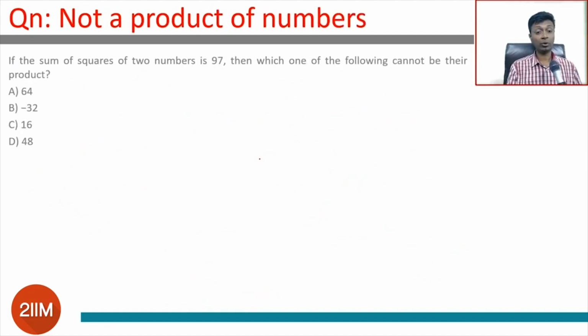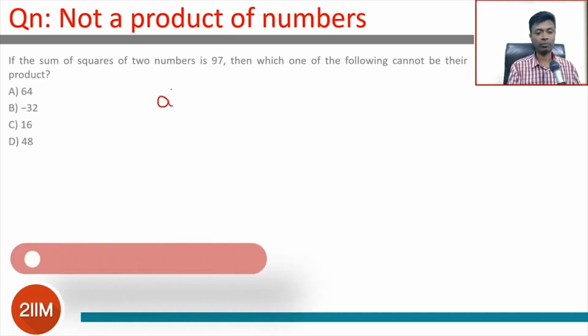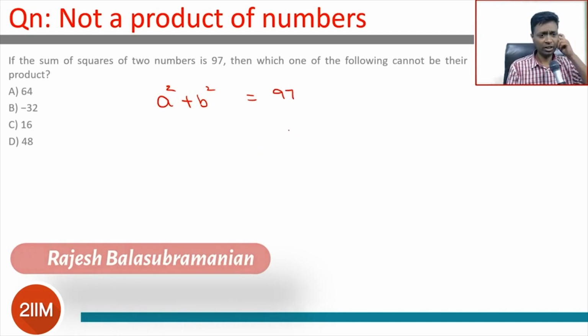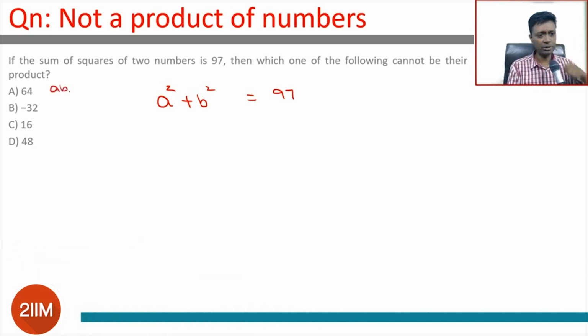So the sum of the squares of two numbers is 97. Then which of the following cannot be their product? A square plus b square equals 97. Fine. Very interesting. Here we're talking about AB. And very interesting. So think about this. A square plus b square and AB. That's a very powerful link.